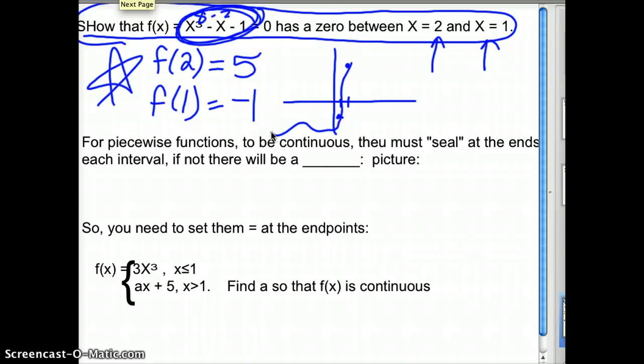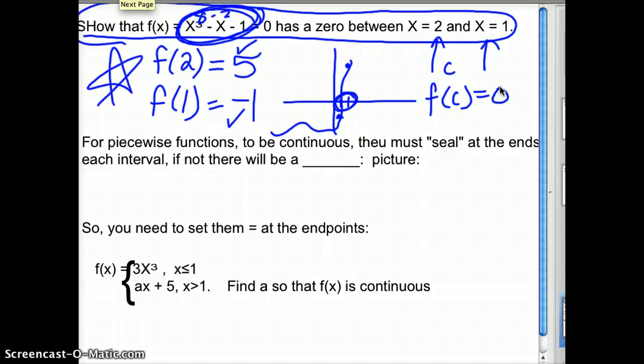So if the function's continuous, it means I must have hit that x-axis. So make sure you know how to defend that. Good wording would be, because all polynomial functions are continuous, and f of 2 is 5, and f of 1 is -1, the intermediate value theorem guarantees that there must be some c between 2 and 1, such that f of c equals 0. There's got to be an x-intercept in there somewhere.